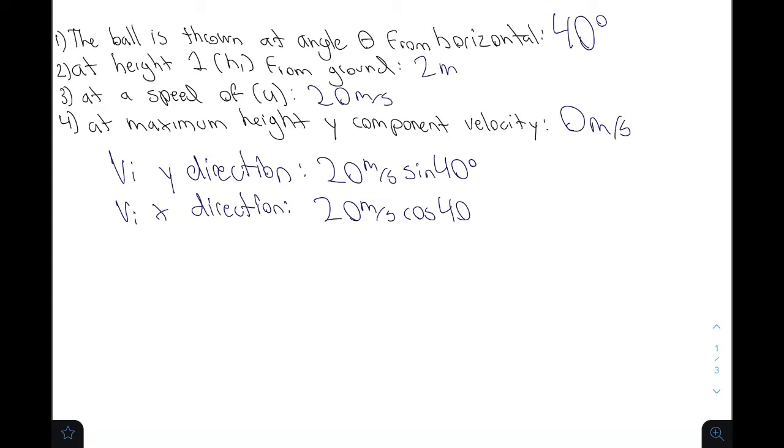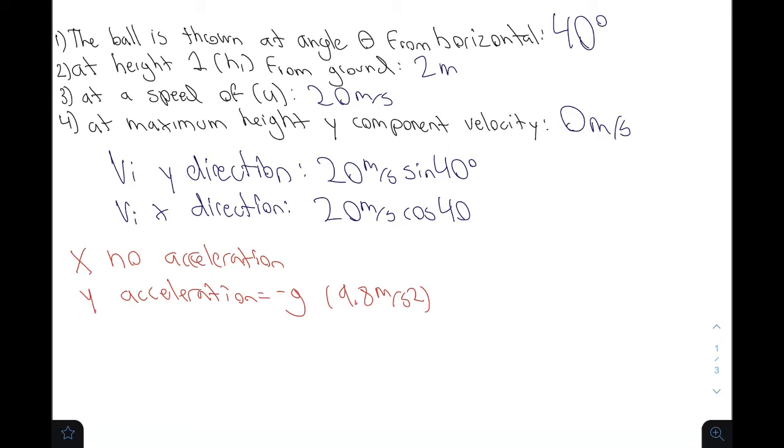And we know that in the x direction, there is no acceleration. But in the y direction, the acceleration is going to be negative g, gravity. And we can use one of the kinematic equations to look at how it would work.